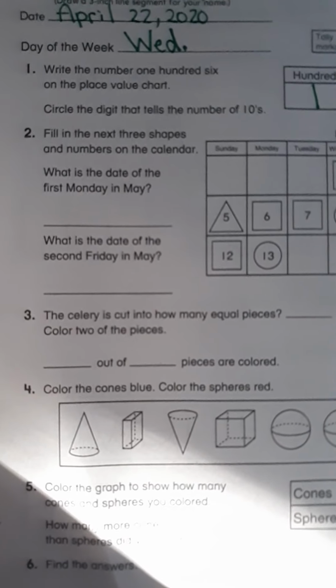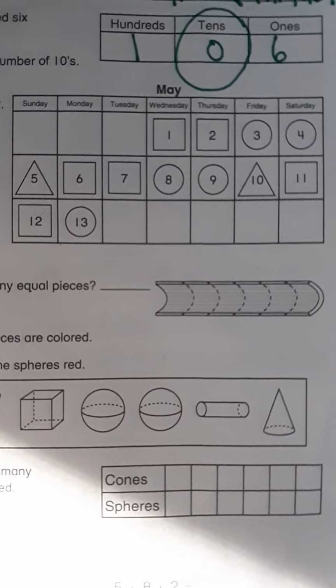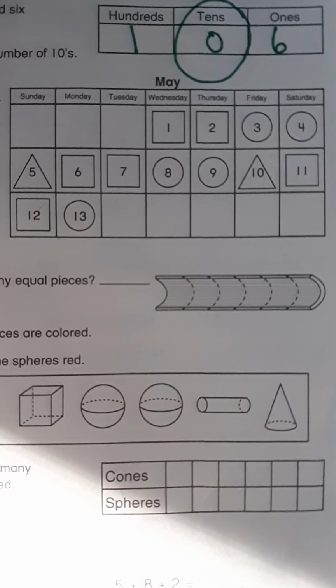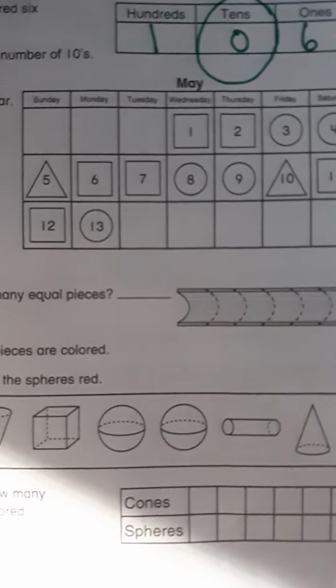All right, so next, number 2. Number 2 says fill in the next 3 shapes and numbers on the calendar. So first we're going to do that. So here, this calendar is what month? May. If we're in April now, May actually comes after April. So we're going not too much longer, it will be May. So this is May 1st. May 1st starts on a Wednesday here on this calendar.